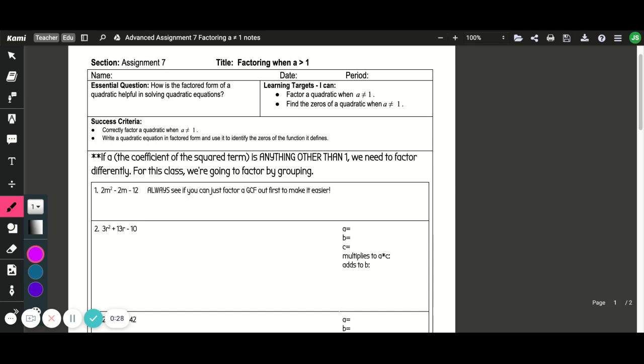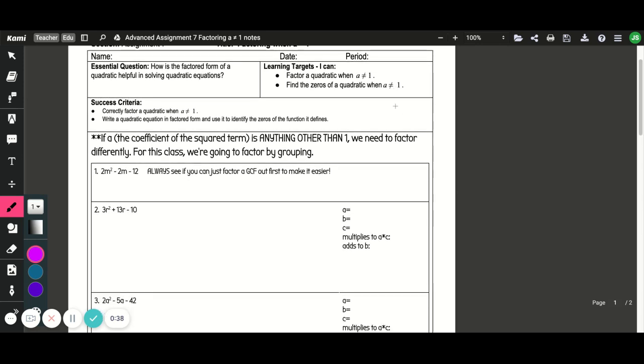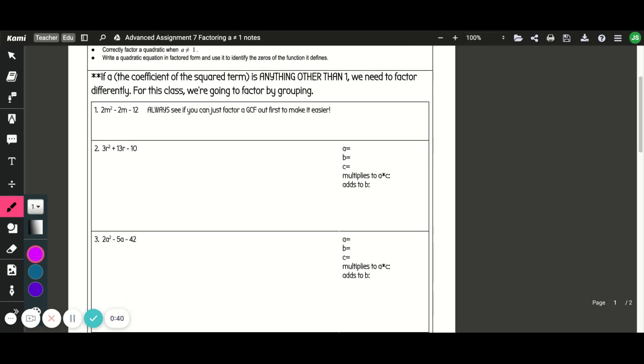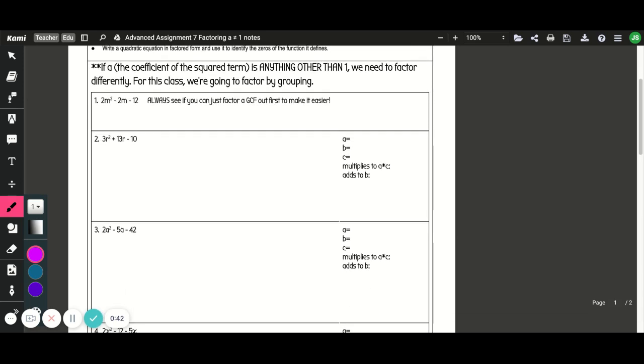This is called factoring by grouping. So we're going to factor a quadratic if a is anything other than 1, and then find the zeros of that quadratic. It is a far shorter process to factor if the coefficient of the squared term is just a 1. Those are pretty straightforward. That's what we were working on earlier in the week. If it's anything else, though, it's a little bit of a longer process.